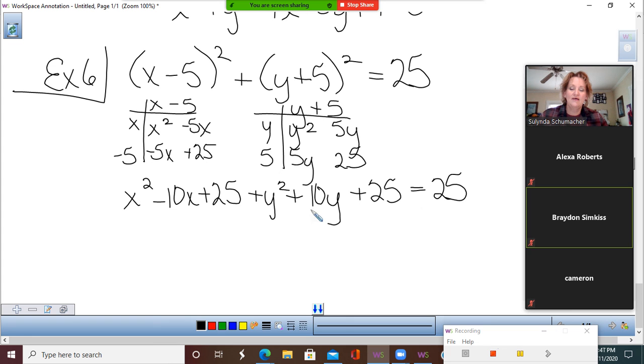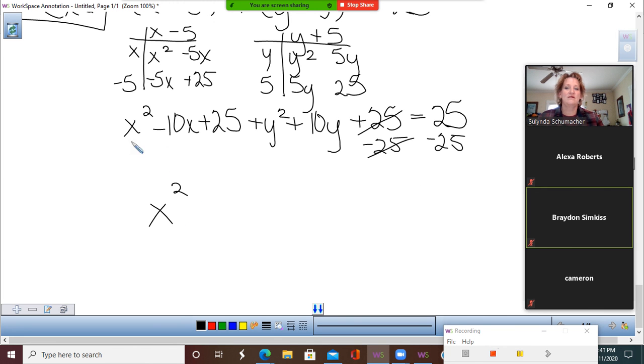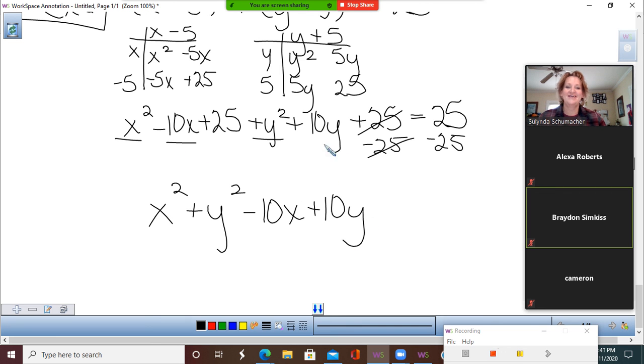So now you can write it in the right order and then subtract over. Or if you want to subtract 25 right now, you can move it to this side. And you'll notice in this one, these end up canceling. So our final answer is x squared, first term. Then I go to y squared. Then I go to my x term, negative 10x. And then I go to my y, plus 10y. And then I combine like terms, in this case it's plus 25 equals 0. That's it.